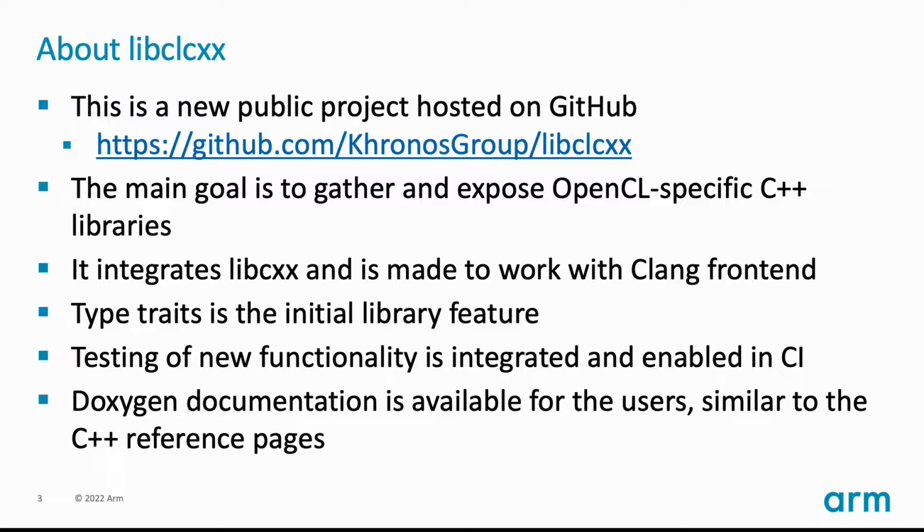It integrates the libcxx project, and it is made to work with the Clang frontend. Type trait is the first library made available in this project, and we have added quite a lot of tests for the new functionality, and we also integrated the testing into continuous integration for the future development. We also provide Doxygen documentation in a very similar style to C++ reference pages, hoping that it will help developers to navigate throughout the new functionality that we provide.